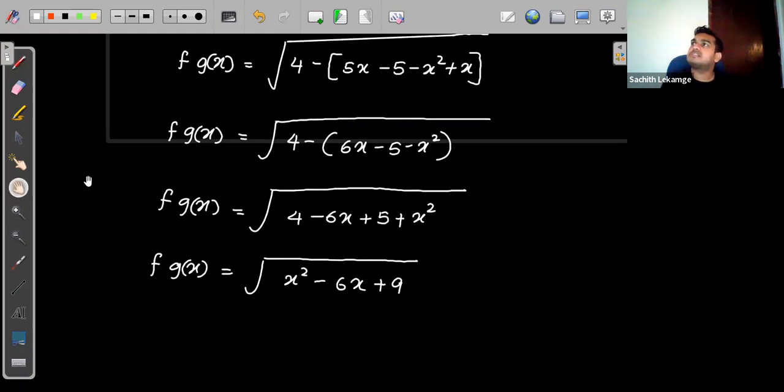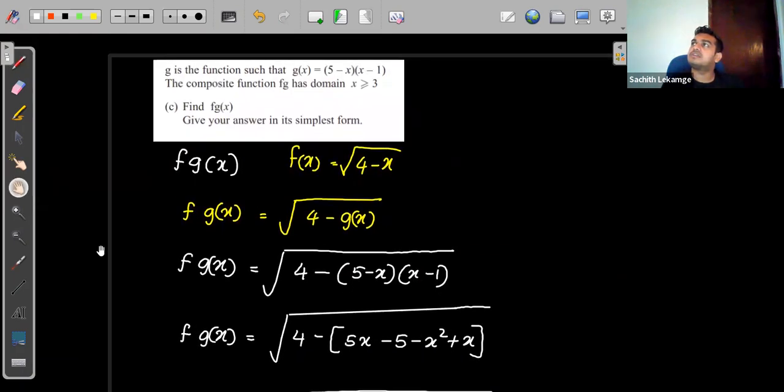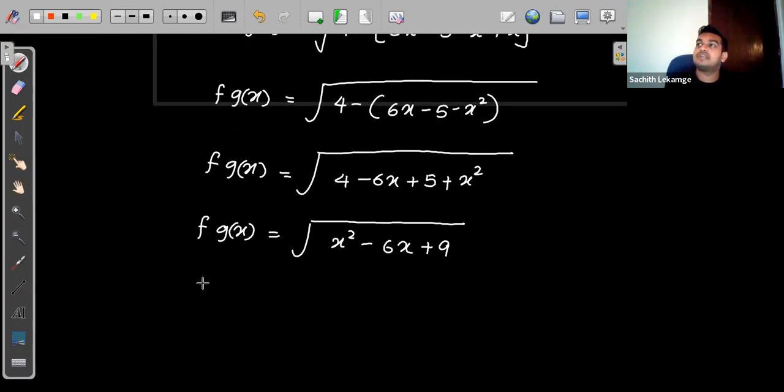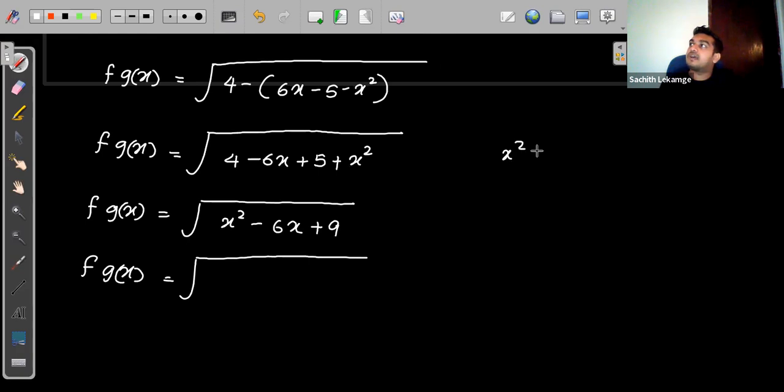Can we factorize this? Yes. x minus 3, x minus 4. Check this out. See, quadratic factorization applies. x squared minus 6x, that's right.